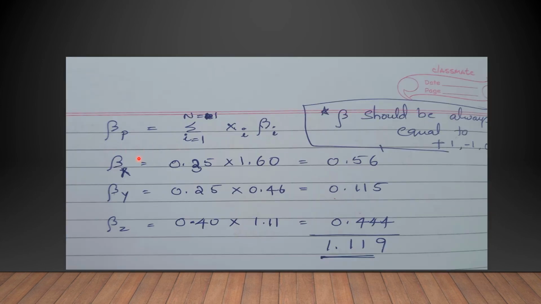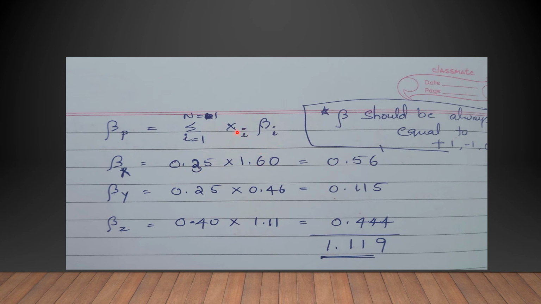The next thing is you have to find the beta of the portfolio. So alpha we have found out. Then you have to find the beta value. So beta p equals the same summation, n equals 1, i equals 1. That means for each and every stock, the summation calculation has to be done. So xi into beta i.